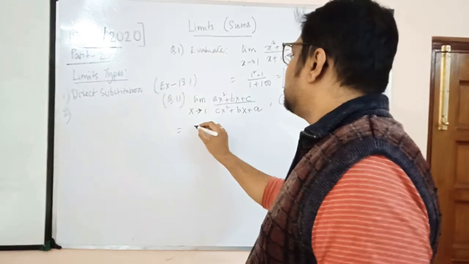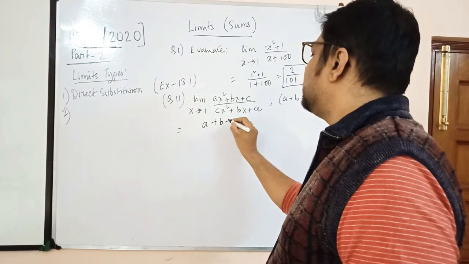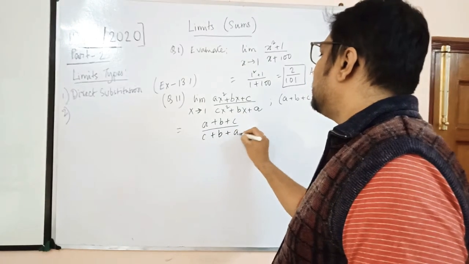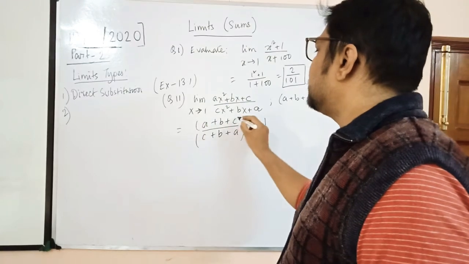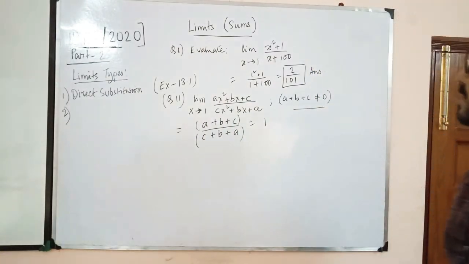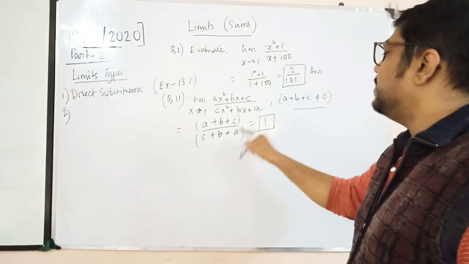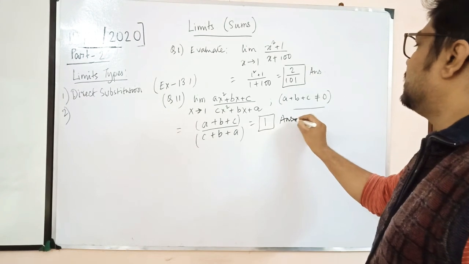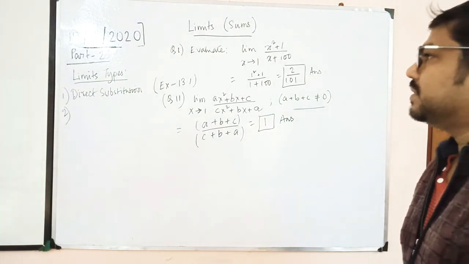So you can just put the values of x, so you get (a plus b plus c) by (c plus b plus a), which is also a plus b plus c, and you get 1. Now the division is possible because of this condition given, a plus b plus c not equal to 0, which means it's a non-zero number. That means you can divide it and 1 is the answer. So this is almost over with the direct substitution type.